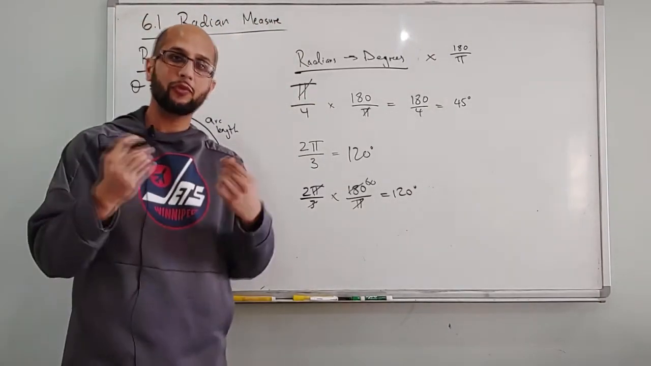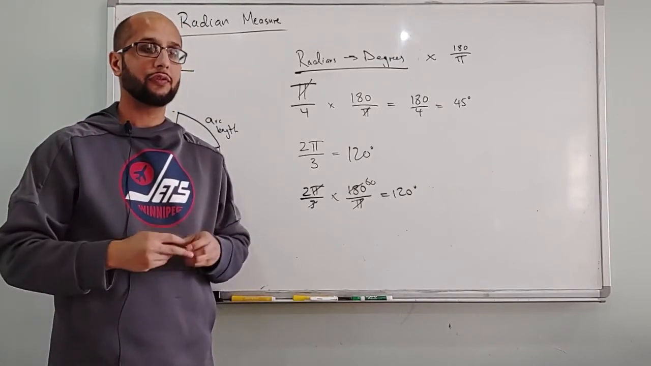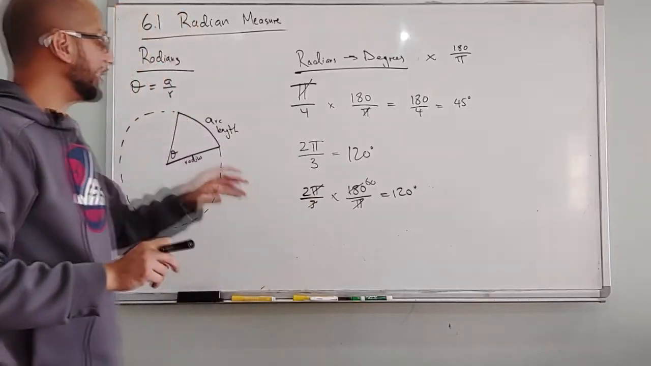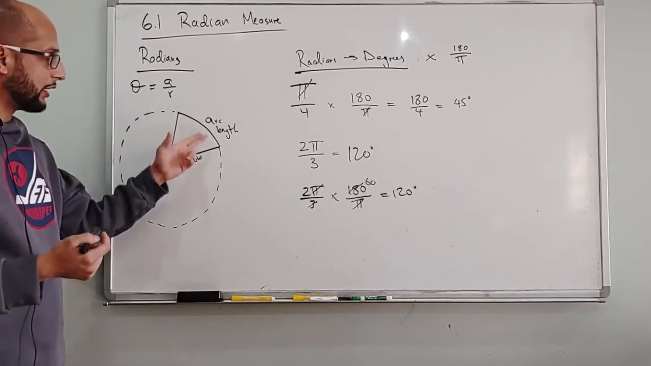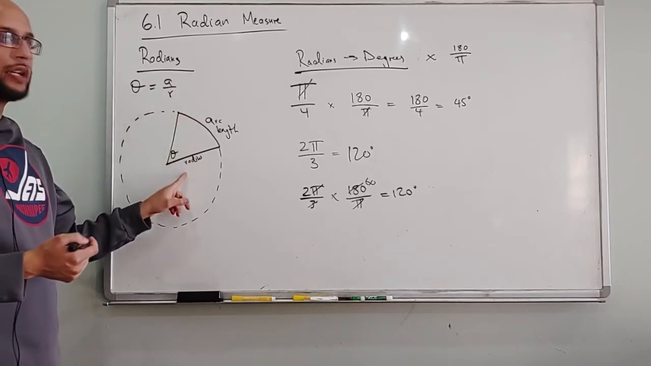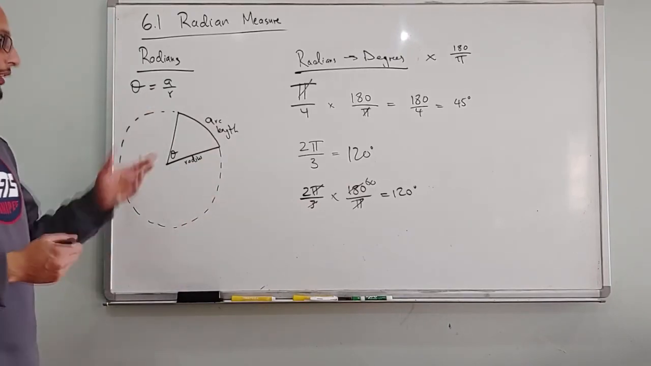So radian measure, very straightforward. You really want to focus in on how do you convert from degrees to radians and radians to degrees, while also understanding what a radian is. When there's an angle that's created, it is the arc length of that angle divided by the radius of the circle that you could create.